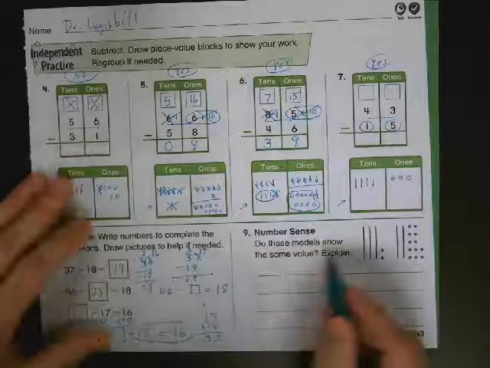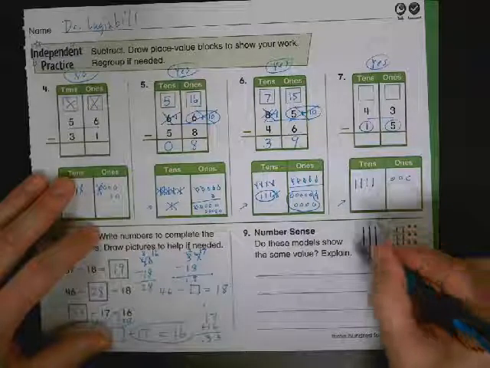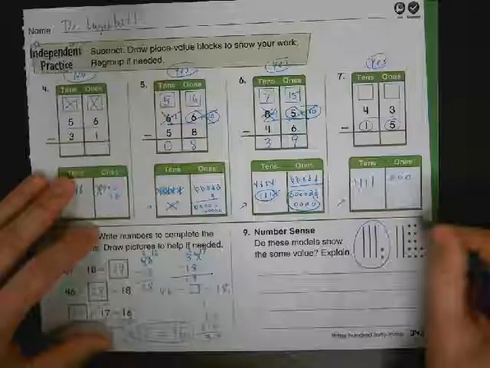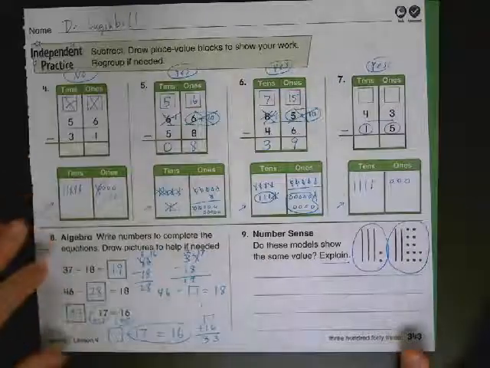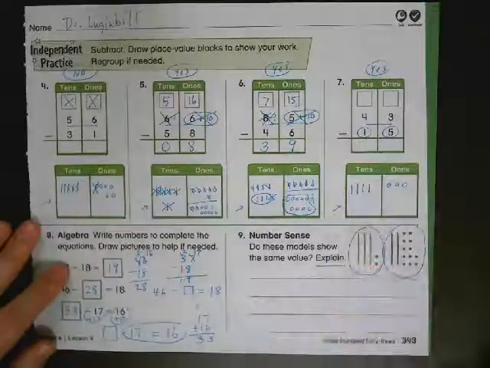So it says, do these models show the same value? So you count this model and count this model and figure out, yes, they have the same value, or no, they don't. Yes or no, and explain, because.